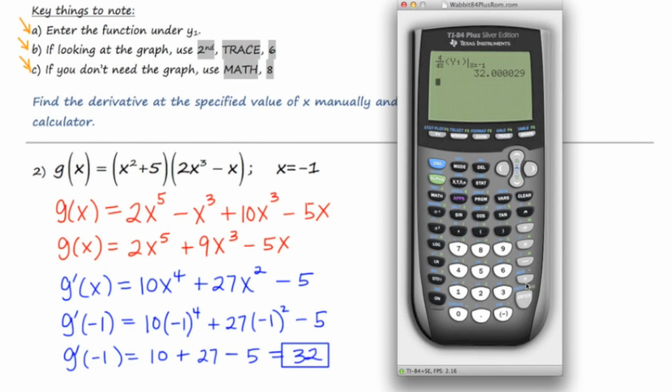So in this quick video, I hope I have conveyed to you how to find the derivative using your calculator, and I've also reviewed with you some of the techniques in finding a derivative manually using the power rule.